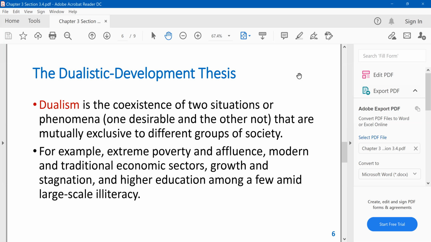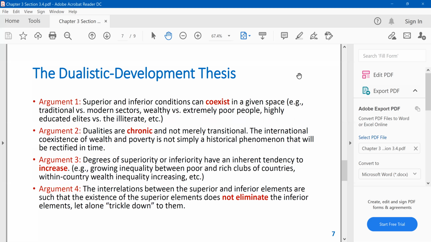You may have modern sectors and traditional sectors, as in, for instance, Lewis theory. Okay, you may have growth in some sectors in some regions. You may have stagnation in some regions and in some sectors. Okay, you may have higher education among a few, possibly higher income people living in big cities, and then you have a large mass of uneducated or illiterate people. Okay. Now, there are a couple of arguments about this dualistic development thesis.